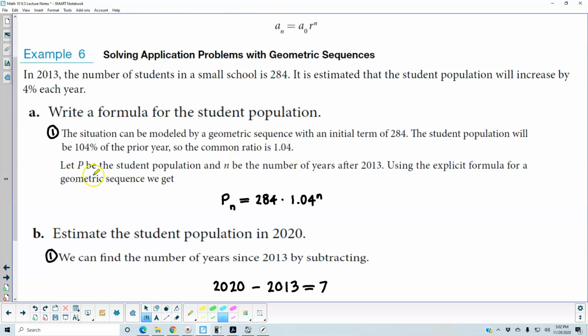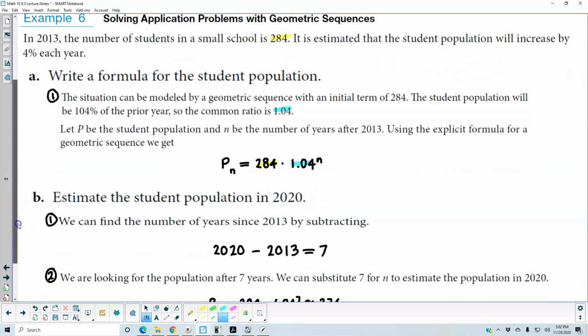So we're going to let P be the student population, and we're going to let n be the number of years after 2013. So we know that the first term, or the initial term, is 284. And we determined that the common ratio is 1.04. So it's going to be P = 284 times 1.04 to the nth power.